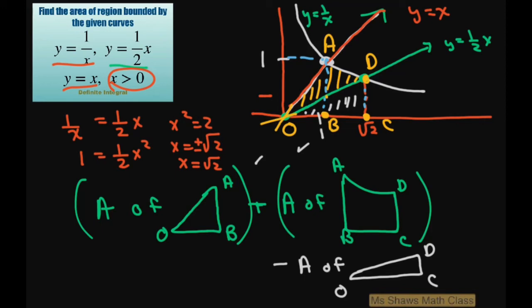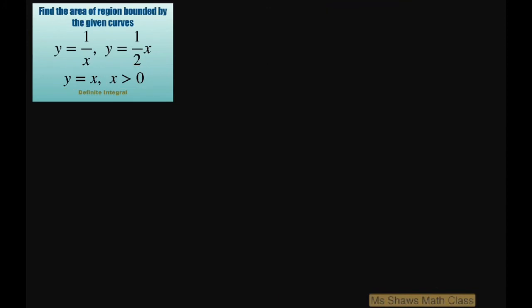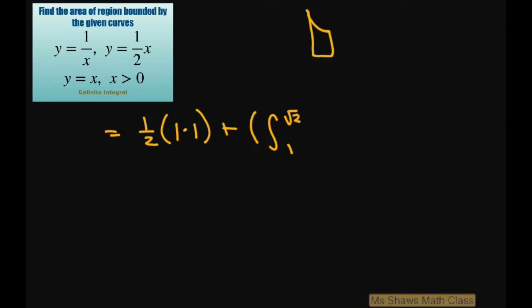Basically, if you just take the area of each piece, let's go ahead and do that. The first triangle is going to be 1/2 times the length times the width. The second part, this piece that looks like that, we're going to take the integral from 1 to square root of 2 of 1 divided by x dx. Then we subtract the area of the last triangle, which is 1/2 times the length, square root of 2, times 1 divided by square root of 2.